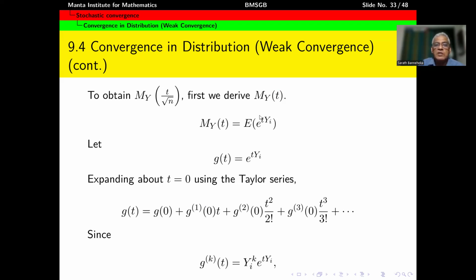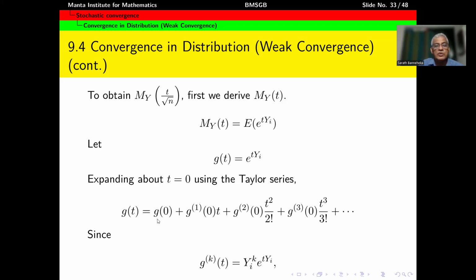So therefore, let me consider this as a function of t. Let's say g(t) is equal to e to the power t times capital Yi. Now let us expand this thing around t equal to 0. Expanding this around t equal to 0, we get the Taylor series.